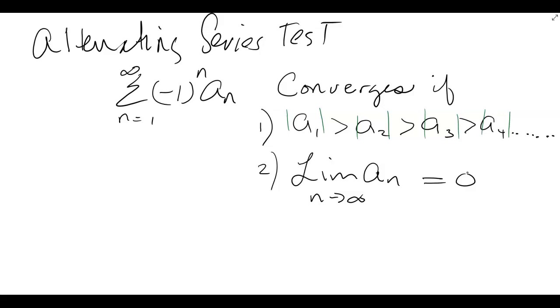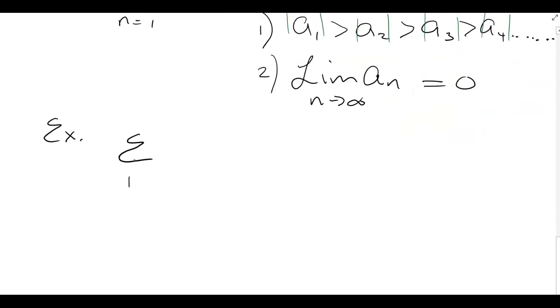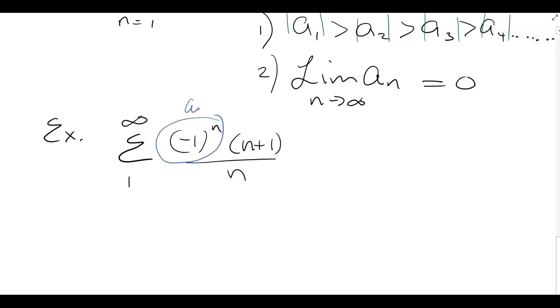So let's look at an example. Let's take the summation from 1 to infinity of negative 1 to the n times n plus 1 over n. Clearly, here is what designates this as an alternating series.